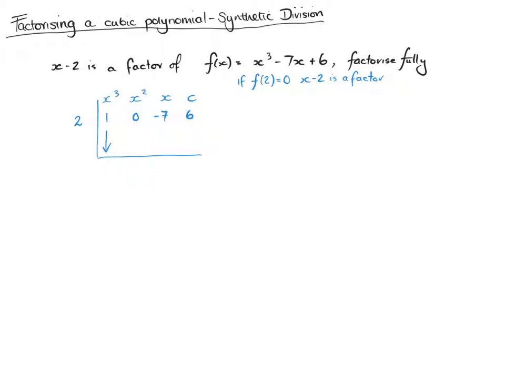Okay, so we bring the 1 down, we times the 1 by our number that's outside, which is a 2, so we get 1 times 2, which is 2. We add those two together, remembering we add vertically and we multiply diagonally, so we get 2. Then we've got 2 times 2, which is 4. Then we add minus 7 plus 4 is minus 3. Minus 3 times 2 is minus 6. Add those together, you get 0. So therefore, x minus 2 is a factor, because the remainder is 0.